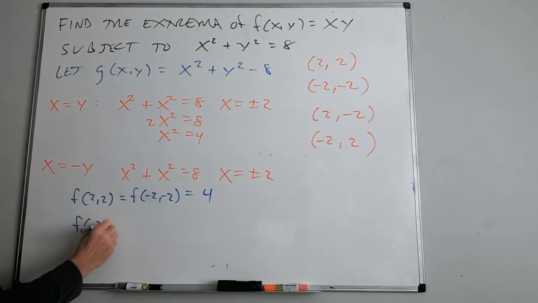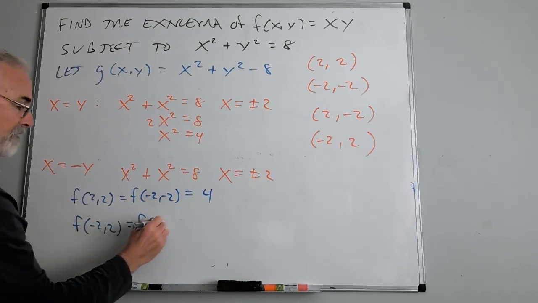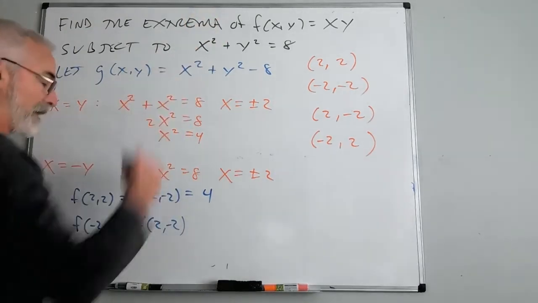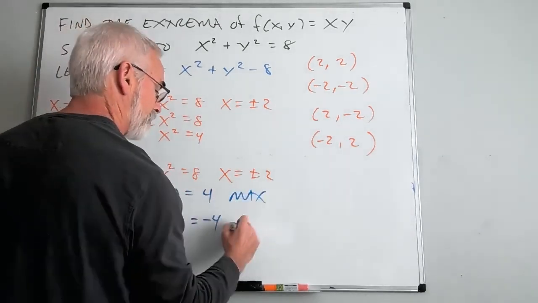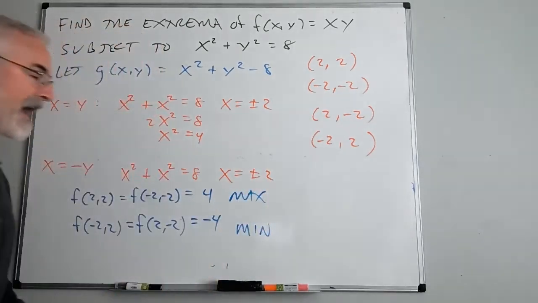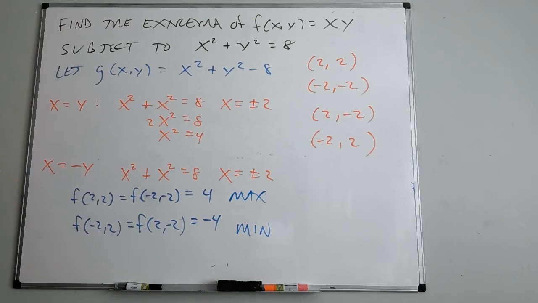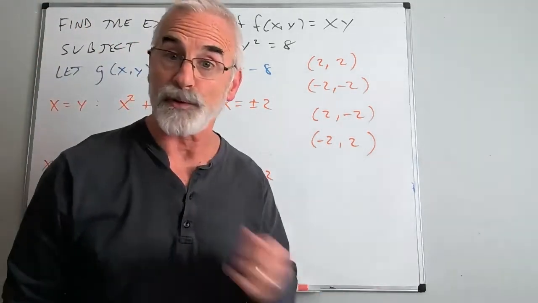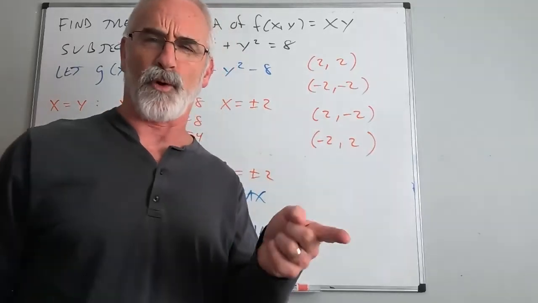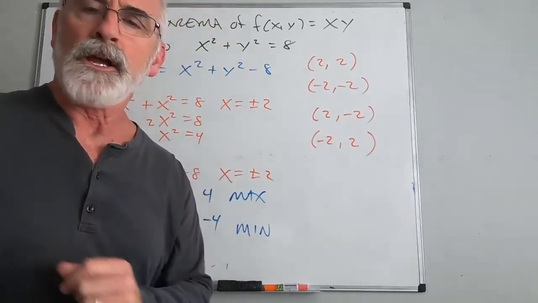f of negative 2, 2 equals f of 2, negative 2. I can see that just by looking at it. So this is my maximum. This is my min. I have a maximum of 4, but it occurs at 2 places. I have a minimum of negative 4, but it occurs at 2 places. I don't say my maximum is 4 and my maximum is 4.